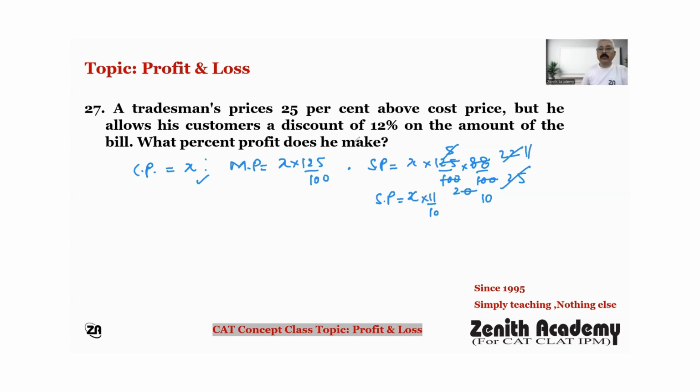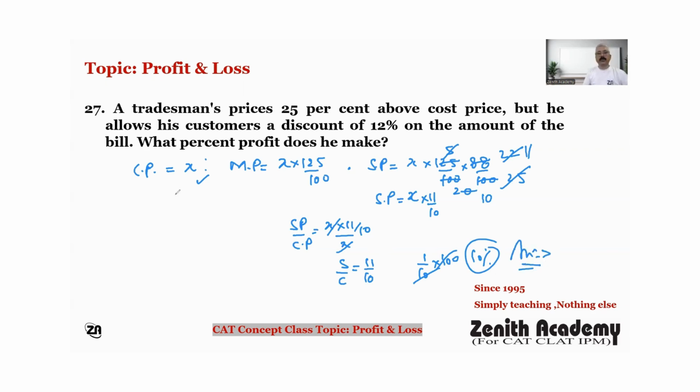So what percent profit does he make? SP upon CP: SP is X into 11 by 10, and this is X. So 11 by 10 is greater than 1, it is a case of a profit. When SP upon CP is 11 by 10, then on a cost of 10 rupees the selling price is 11 rupees, a profit of 1. So 1 upon 10 into 100 is 10% profit. This is your answer, 10% profit in this case.